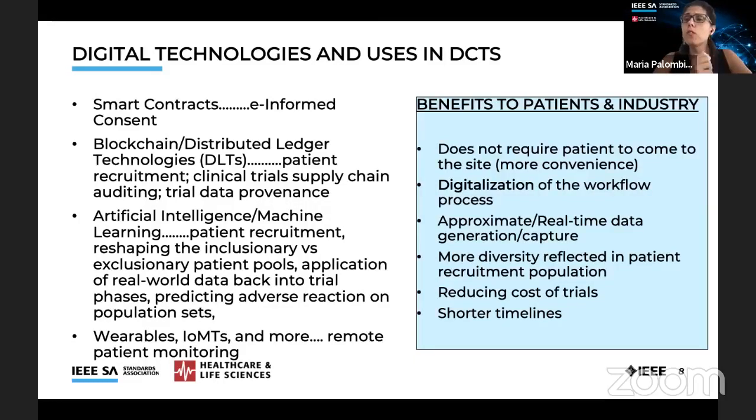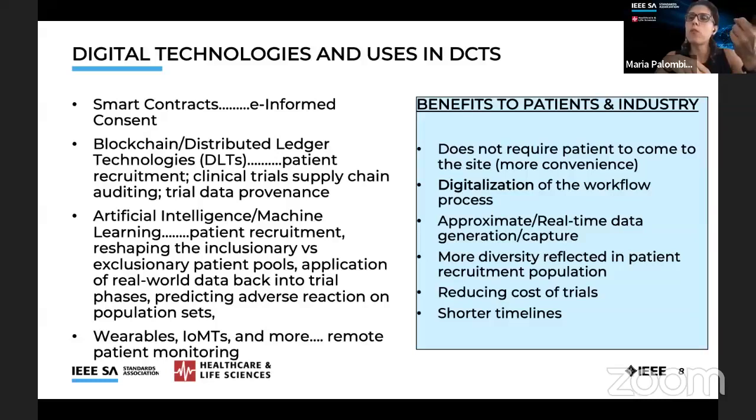Another big use is distributed ledger technology, blockchain. We're seeing it in the use of patient recruitment, clinical trial supply chain auditing, and in trial data provenance. So this is really important. Blockchain enables us as the community to really track the data without having multiple copies of the records. So again, conceptually like the smart contract, we're looking at one record of truth that gets appended and is transparent to the respective parties.